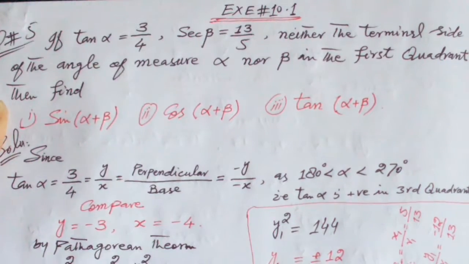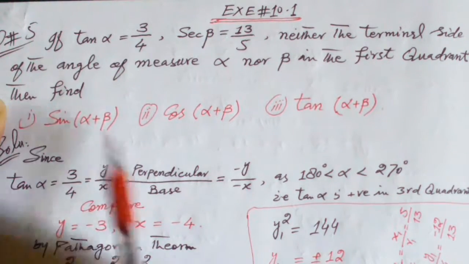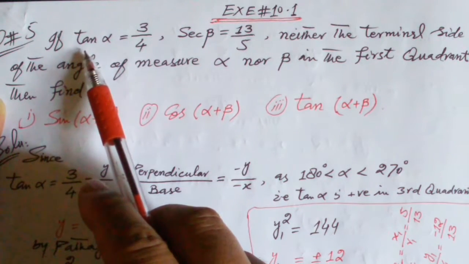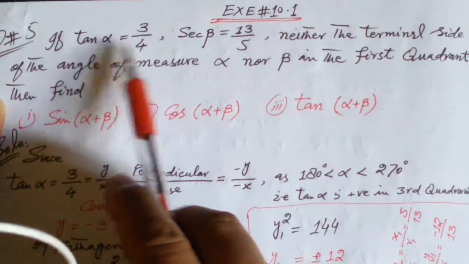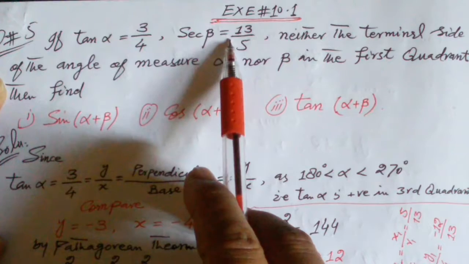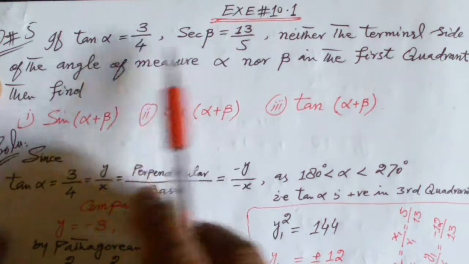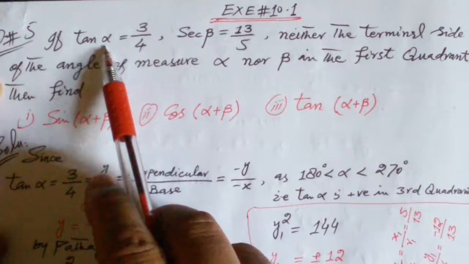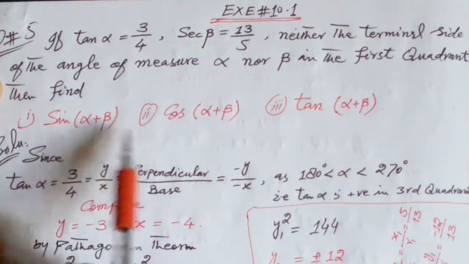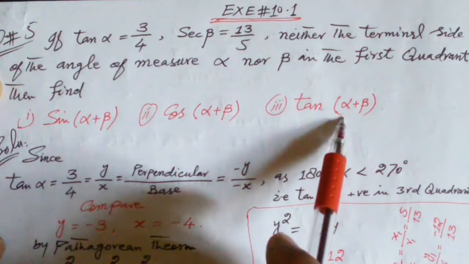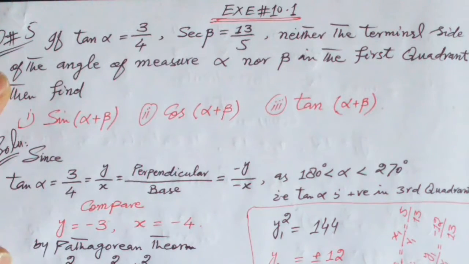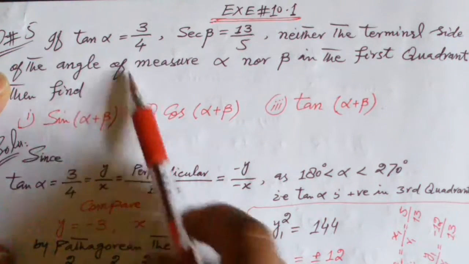From the definition, we know that the tangent function is positive in the first and third quadrants, and the value of secant of beta is positive in the first and fourth quadrants. So alpha is in the third quadrant and beta is in the fourth quadrant. To calculate sin alpha plus beta, cos alpha plus beta, and tangent alpha plus beta, first we have to calculate the perpendicular, base and hypotenuse from the given data.